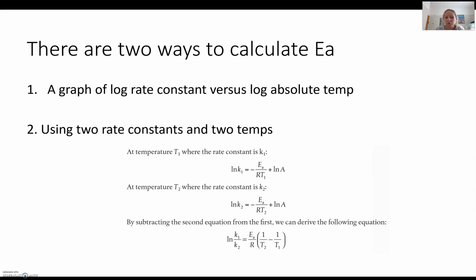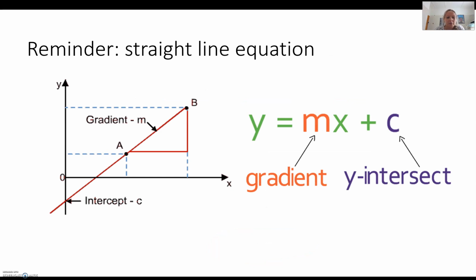So one is using a graph where you plot the log of the rate constant versus absolute temperature, okay? And then the second is if they just give you two rate constants and two temperatures, you can just plug it into this, which is given in your data booklet, but I'll go into detail. So just a reminder about a straight line equation. So y equals mx plus c. y is your value on the y-axis, m is your gradient.